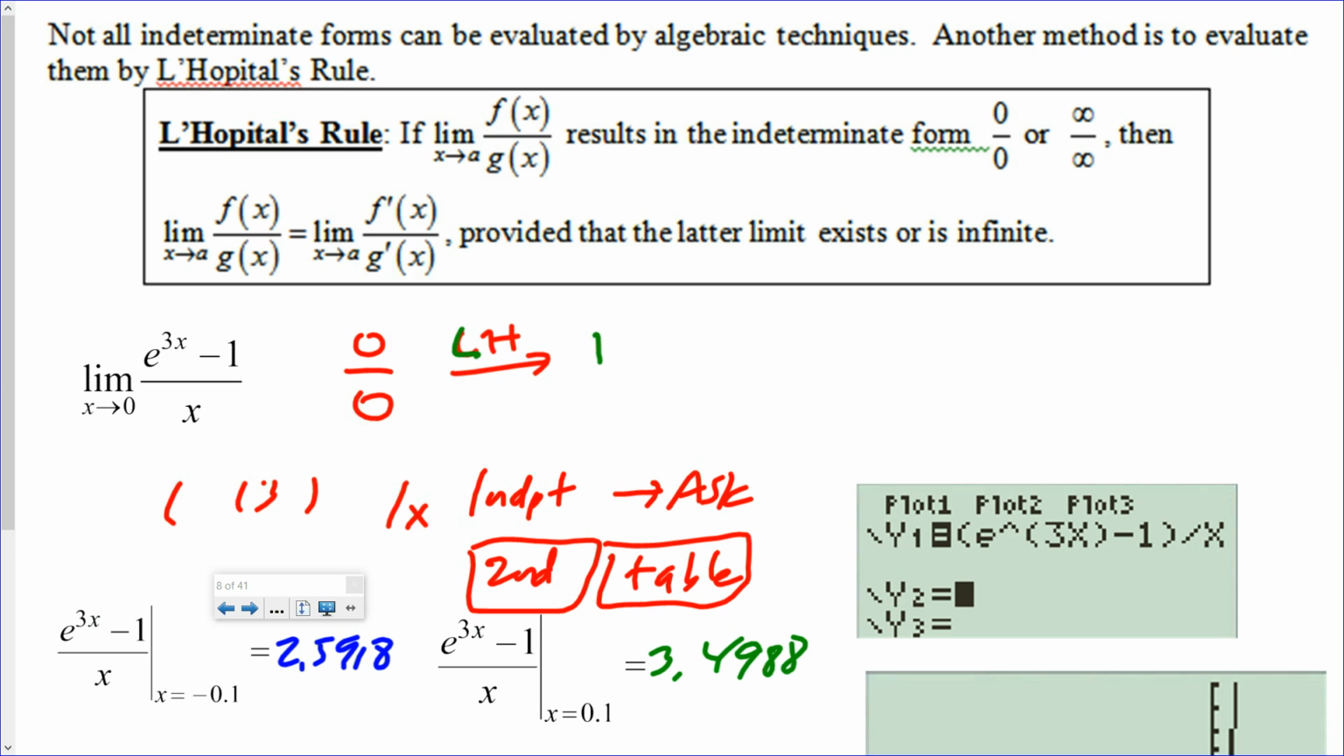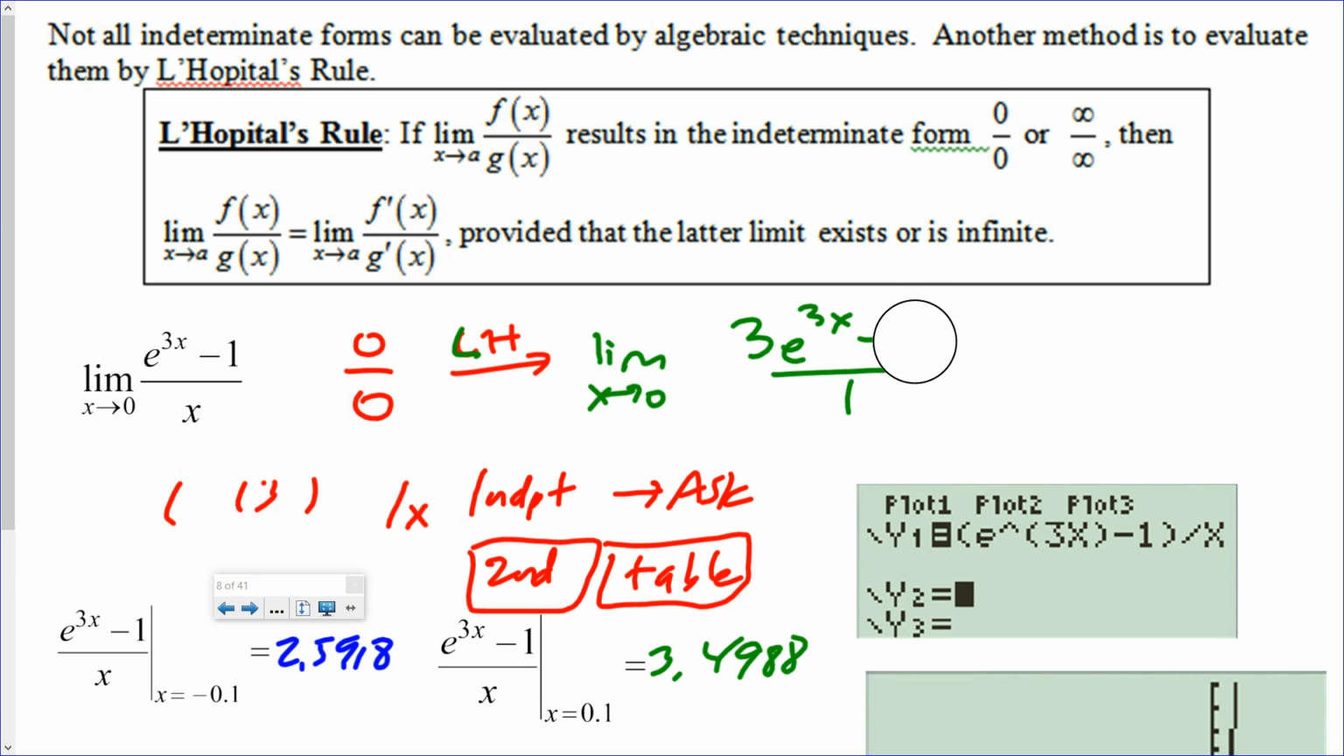This L stands for limit, so this is a limit as x goes to 0. I'm going to take the derivative of the top. The derivative of e to the 3x is what? 3e to the 3x. So this is 3e to the 3x minus 0 over, what's the derivative of x? 1. So what I get is a new expression. The answer to this limit is the answer to this limit. They're not necessarily the same problem, but their answers are the same.